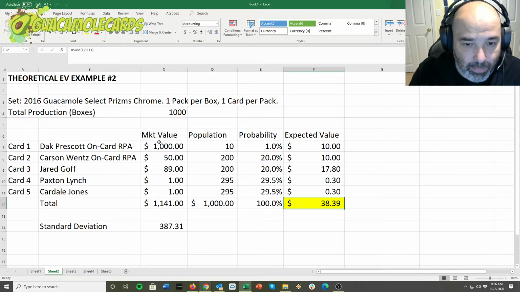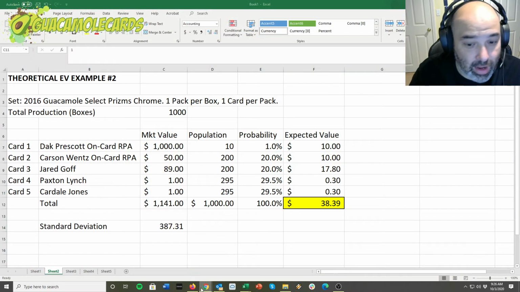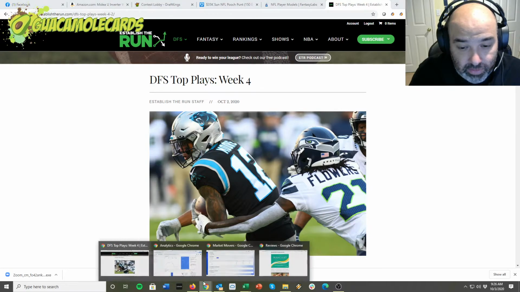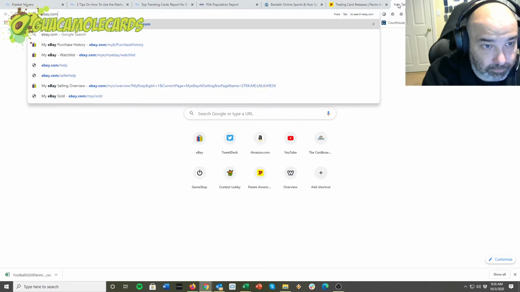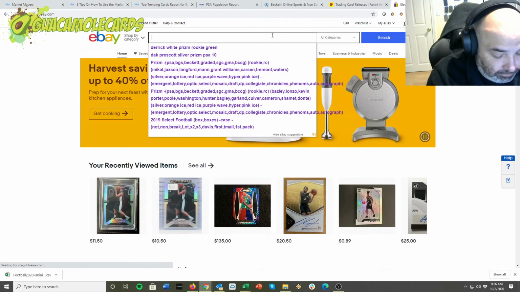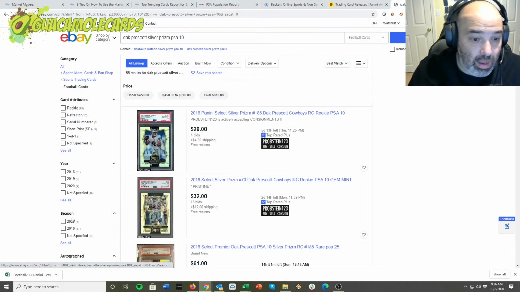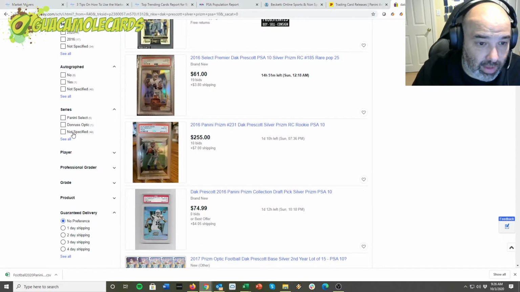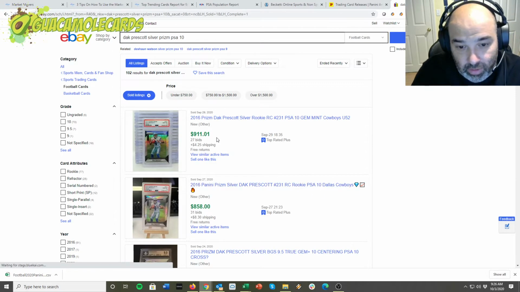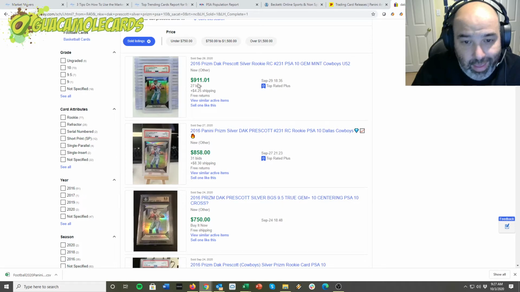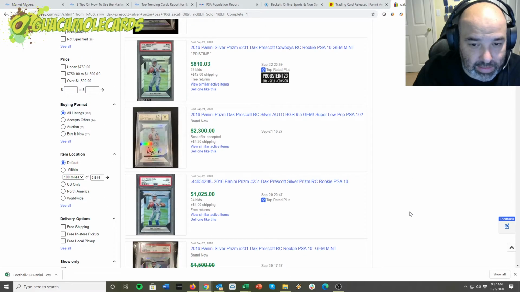So how can we come up with these numbers? Market value is kind of easy. The quickest, easiest way, sorry, I'm just flipping through some stuff, is to go over to eBay. Let's do Dak Prescott Silver Prism PSA 10. You can scroll down to sold items, look at what some recent items have sold for, and come up with an average estimate of market value. Really quick and easy to do.